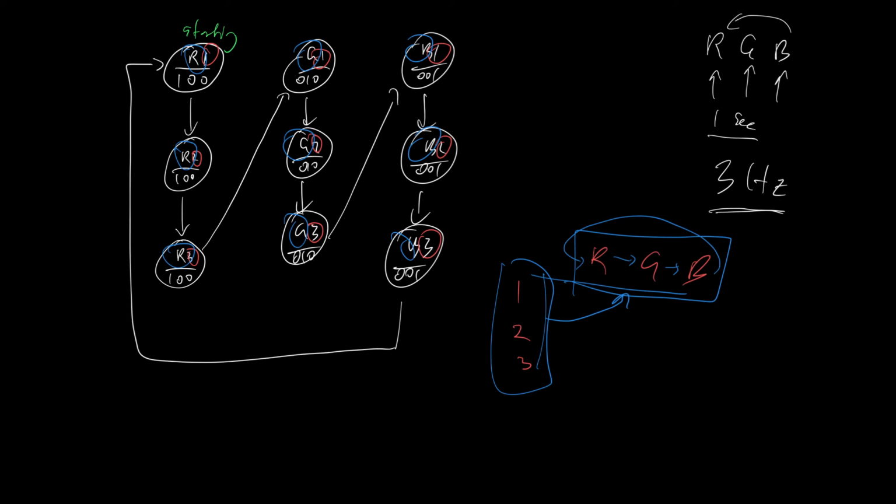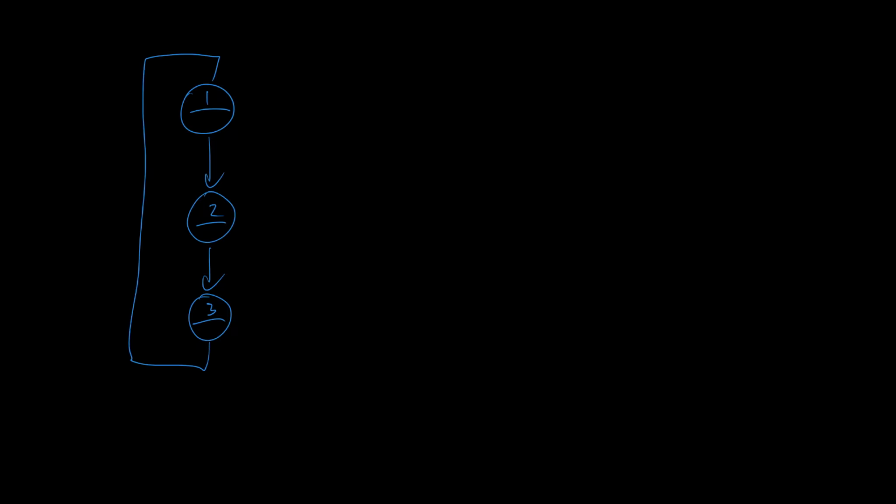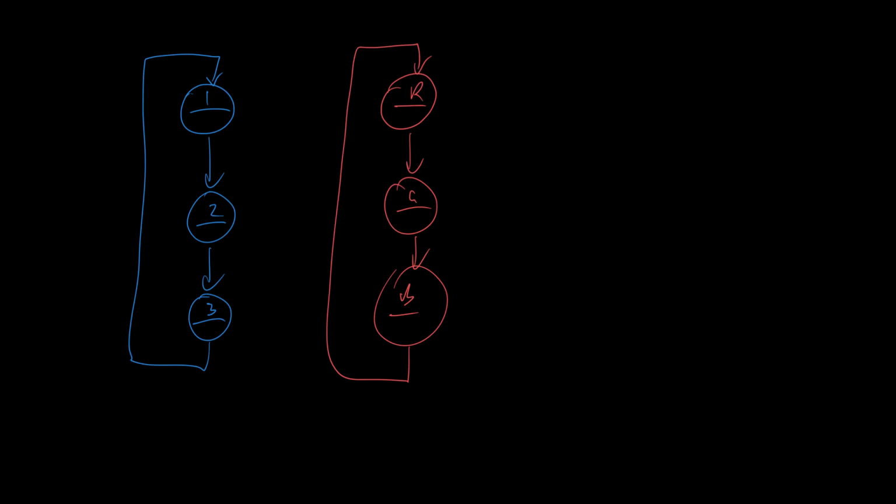Okay, let's clear the page and actually implement this. Our first finite state machine is just a counter. So state 1, we'll worry about the output in a second. State 2, worry about the output in a second. State 3, worry about the output in a second, and repeat forever. Our second finite state machine is going to do our red, then our green, and then our blue, going back to the top again.